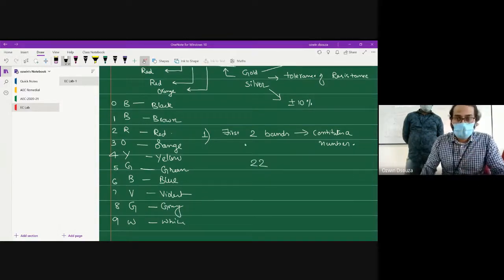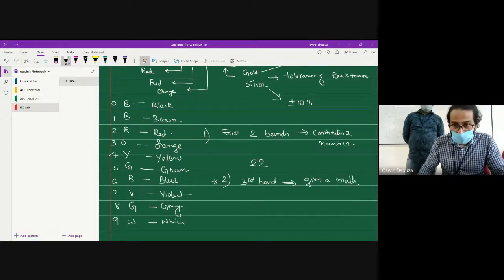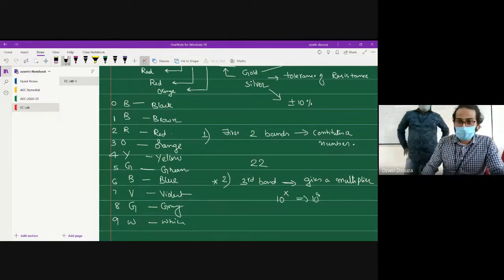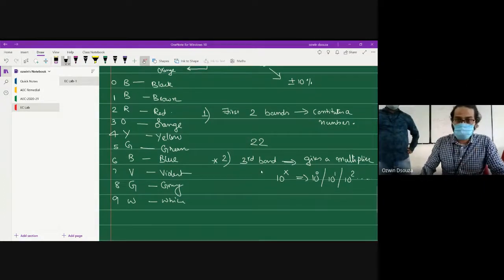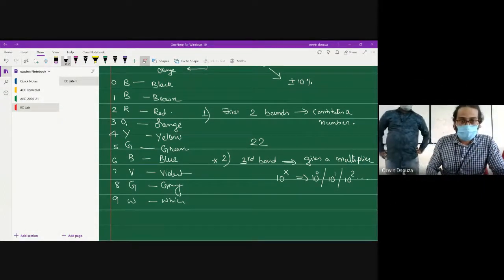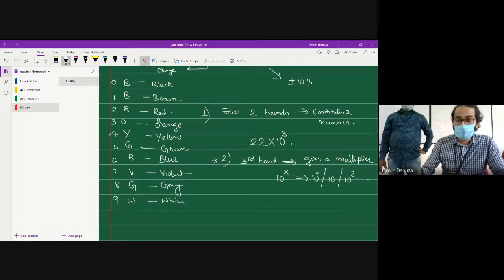All right. And then you come to the third band. The third band basically gives a multiplier, as in 10 to the power x. Depending upon the decimal number, you may get either 10 to the power 0 or 10 to the power 1 or 10 to the power 2, and so on. Can you tell me the multiplier? Orange. And what is the decimal number associated with orange? It is 3. So 22 into 10 to the power 3. So the resistance value is 22 kilo ohm.